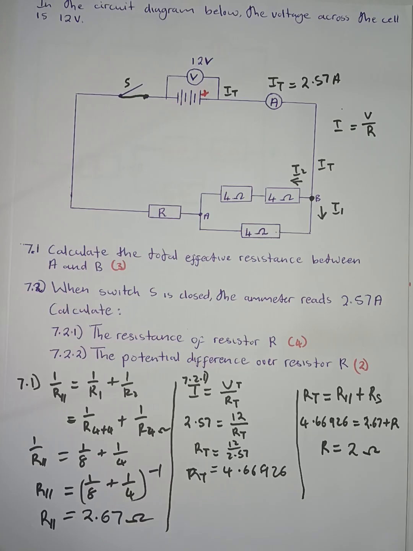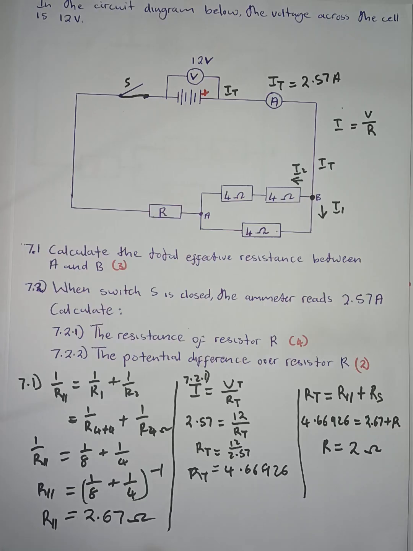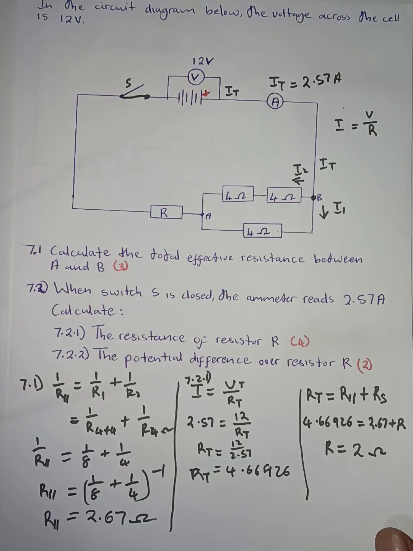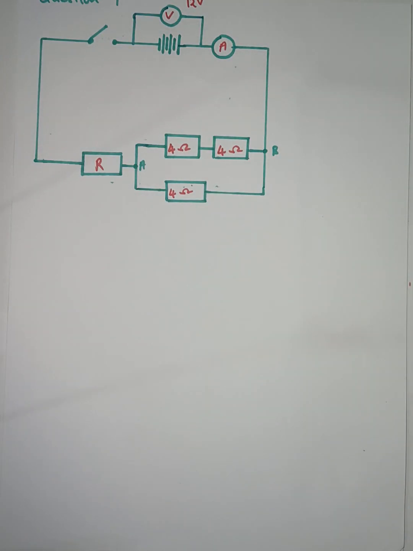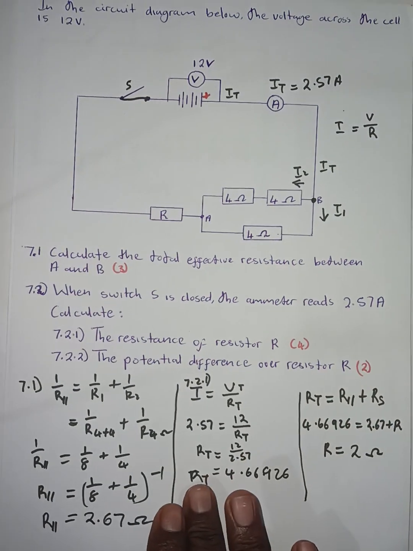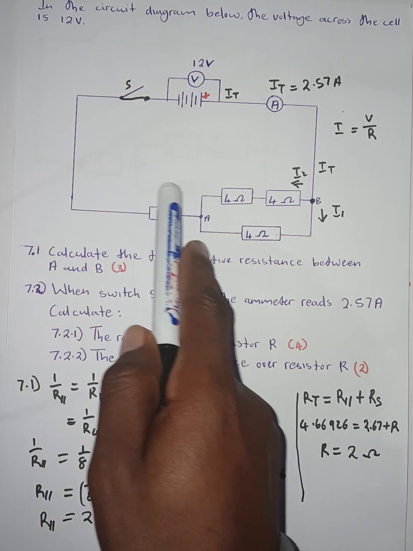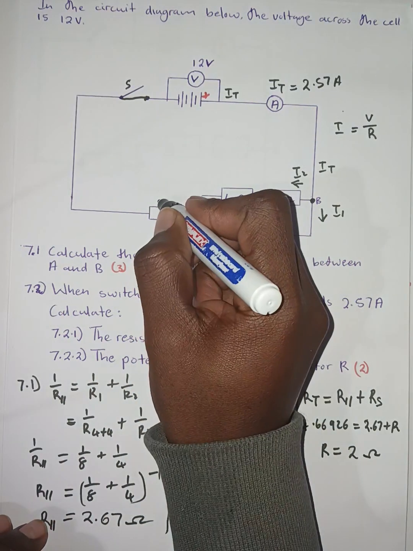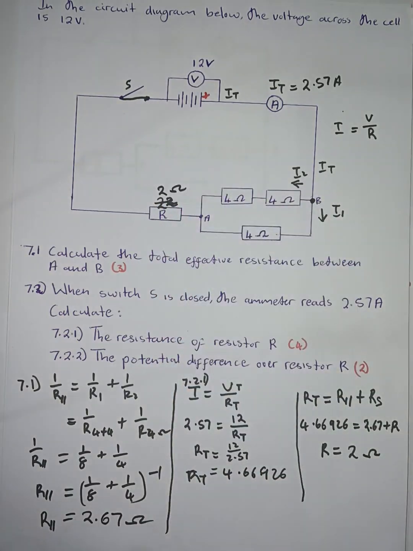So I'm going to calculate that 7.2.2 again. I'm going to come back to that second way. I said there is another way we can do this, so I'm going to do it after I've done that question, because in a sense they're kind of connected at some point. For that question, 7.2.2, they said calculate the potential difference over the resistor R. So what they want is the voltage across that R resistor, which we found to be 2 ohm.